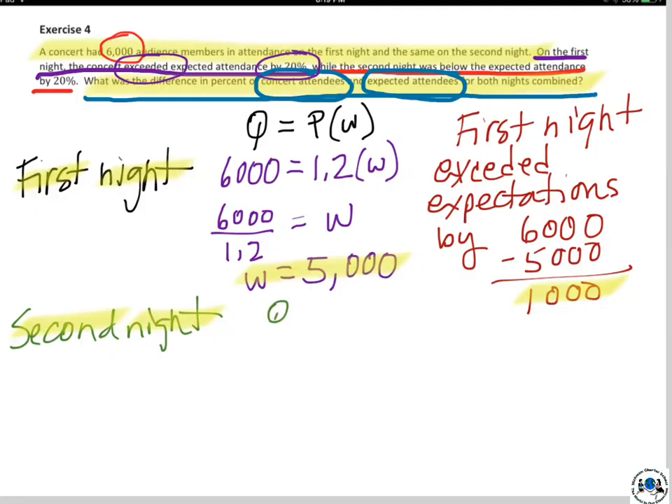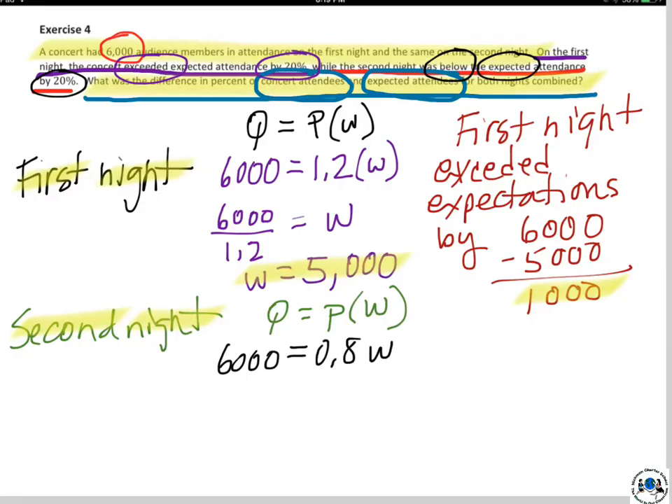All right, sticking with the same Q equals P times W formula. I get my numbers. Again, I have 6,000 because that was the number of attendees that came, is equal to now 0.8 W, because it was below expectations by 20%. So 20% less than 100% is 80%, which is represented as 0.8. And again, that W is standing for expected attendees.